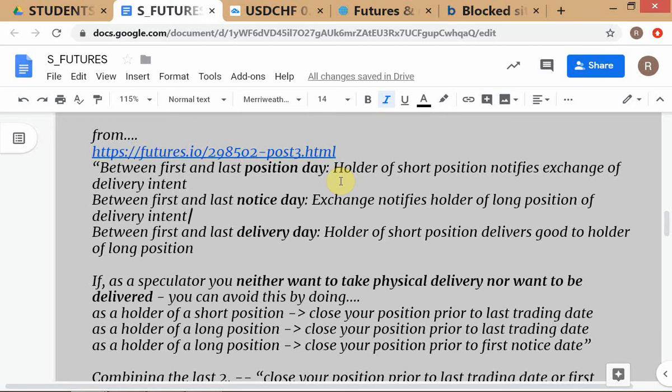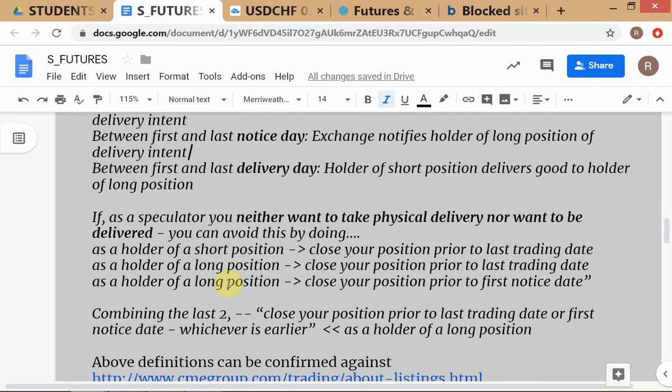If you don't want to deal with physical delivery, obviously you don't want that kind of outcome. Therefore, if you're a long trader, you have to get out before the last trading date. Even a short trader also has to get out before the last trading date, because after that, you can't trade.